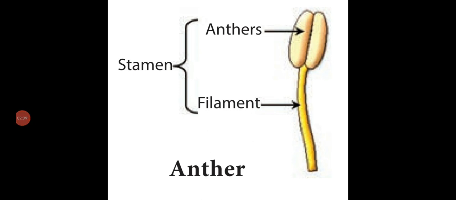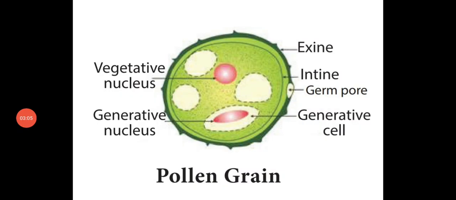Dear students, this is the structure of an anther. It is commonly known as the stamen. A stalk-like portion is known as the filament. At the tip there are 2 lobes, known as anther lobes. Both filament and anther are collectively known as the stamen. The inner side of the anther lobe produces pollen sacs containing many microspores or pollen grains.